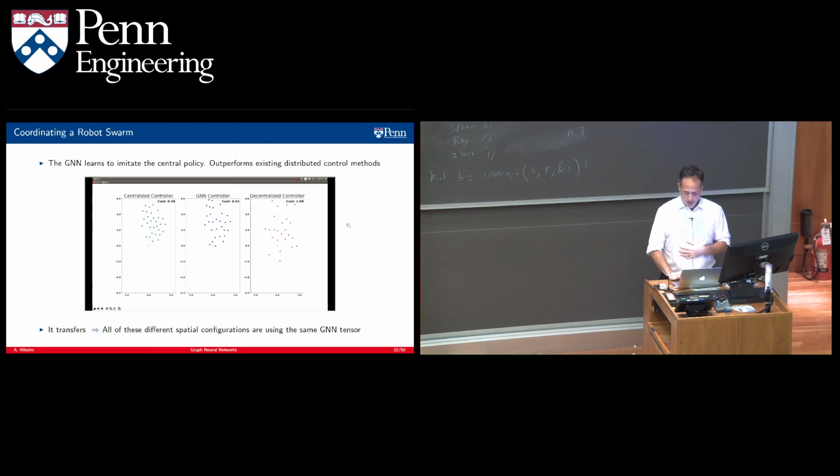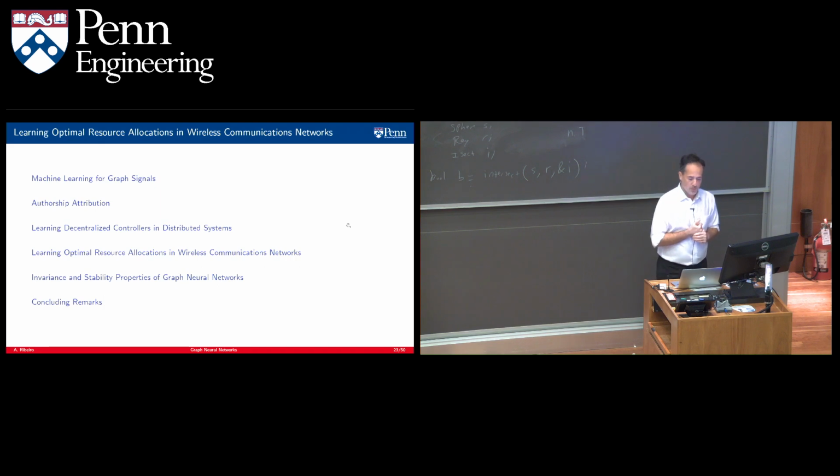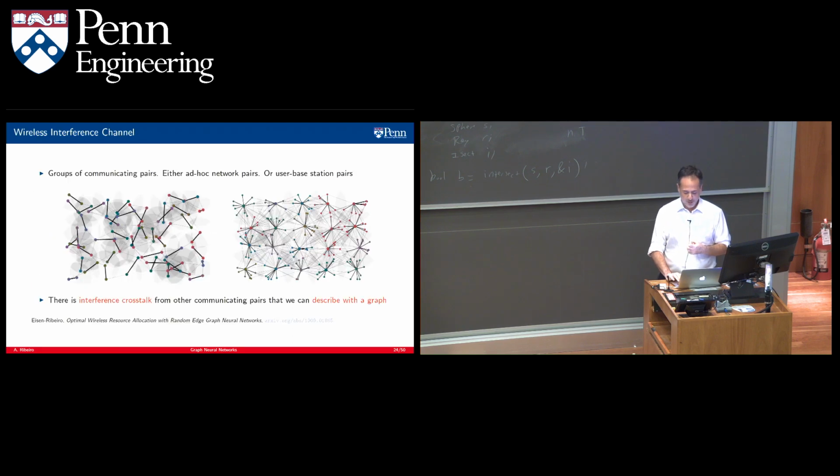I have now covered two examples. The first one was about authorship attribution. The second one is about the learning of the centralized controllers. I have yet a third one, which is about the learning of resource allocations in wireless communication networks. This is a problem that is very dear to my heart, because this is what I did when I was a PhD student. So we have here a bunch of nodes, and we have two canonical configurations.